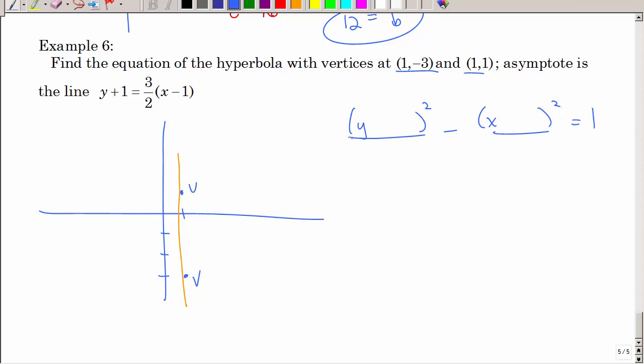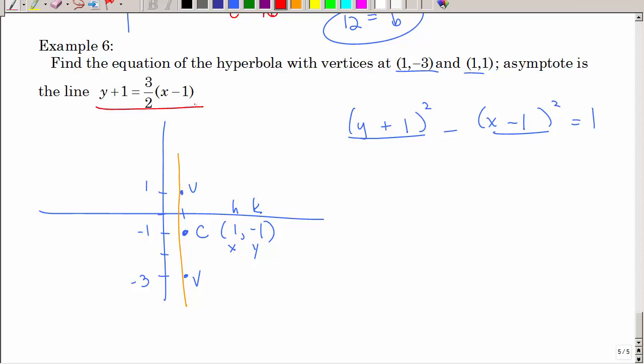I need the center. Well, the center, let's see, if this is at 1 and this is at -3, my center should be right in the middle of that. So you can count spaces. There's 4 spaces, so half of that is 2. So my center is at 1, -1. And again, h, k, x, y. So h, k.